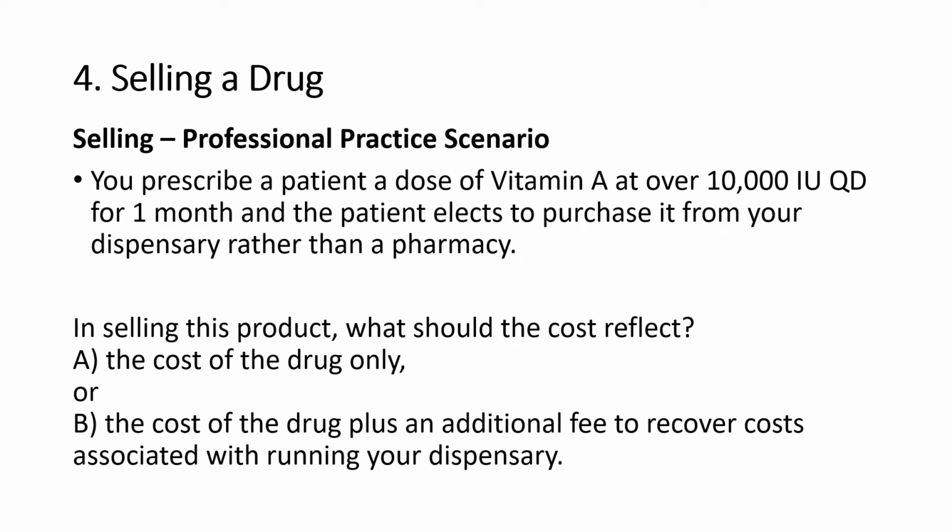Selling. Professional practice scenario. You prescribe a patient a dose of vitamin A at over 10,000 IU QD for 1 month, and the patient elects to purchase it from your dispensary rather than a pharmacy. In selling this product, what should the cost reflect? The cost of the drug only, or the cost of the drug plus an additional fee to recover costs associated with running your dispensary?